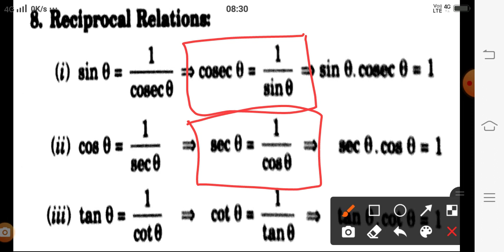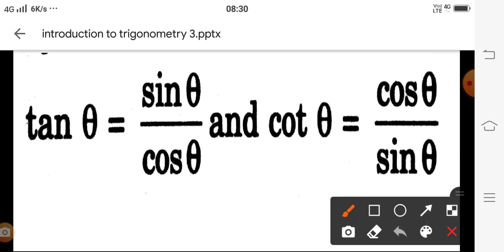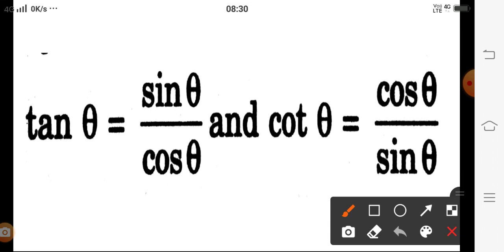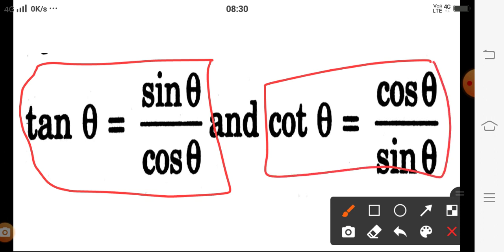In some questions, if you are getting the question in terms of cot theta, then we are able to write cot theta as 1 upon tan theta, because cot is the reciprocal of tan. For solving these questions, we need some more relations here. When you are getting tan theta in the question, then in place of tan theta, you are able to write sine theta upon cos theta. Tan theta is the ratio of sine and cos. Cot theta is the ratio of cos and sine, because cot is the reciprocal of tan.